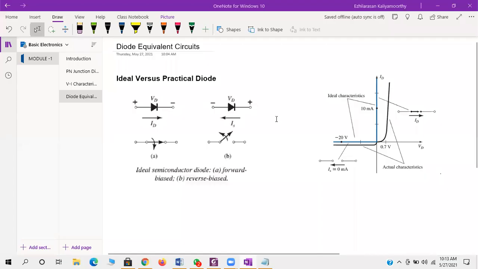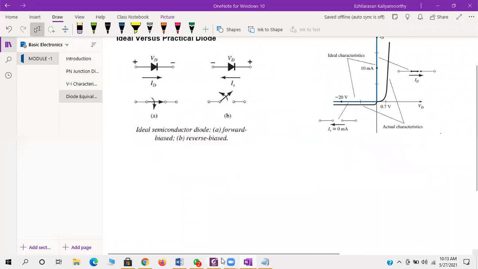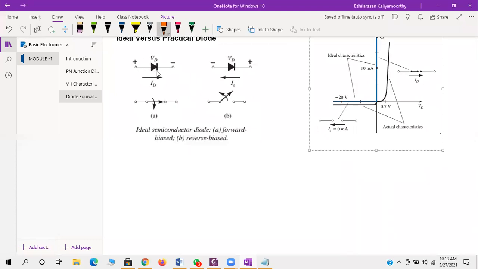So we need to compare the ideal diode versus the practical diode. Normally, if I talk about the characteristics of the ideal diode and the practical diode, let me show the practical characteristics. See, this is one diode which has a P and an N.